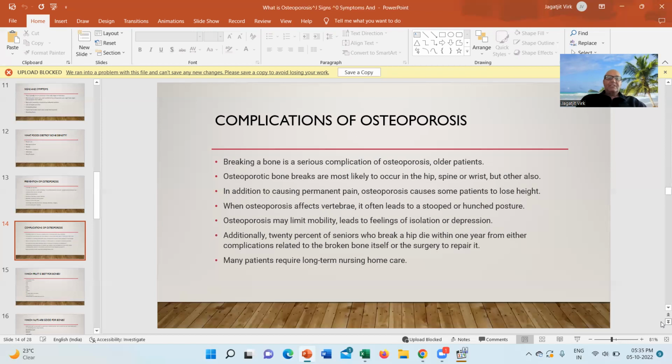Additionally, 20% of seniors who break a hip die within 1 year from either complications related to the broken bone itself or the surgery to repair it. Many patients require long-term nursing home care after a fracture.